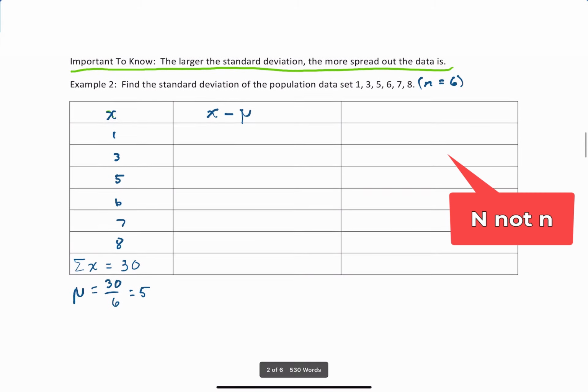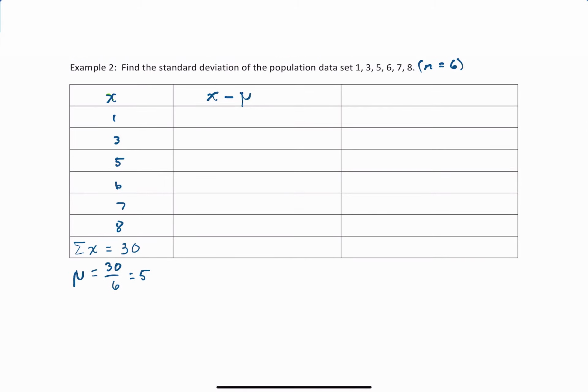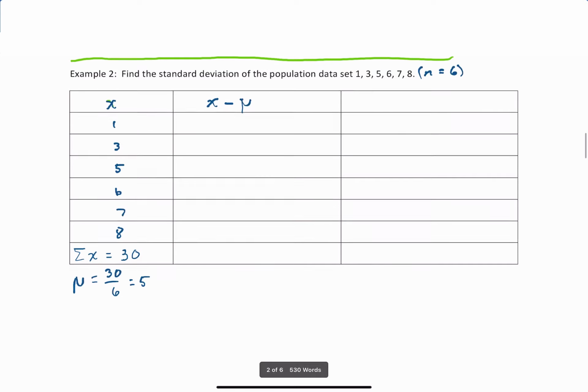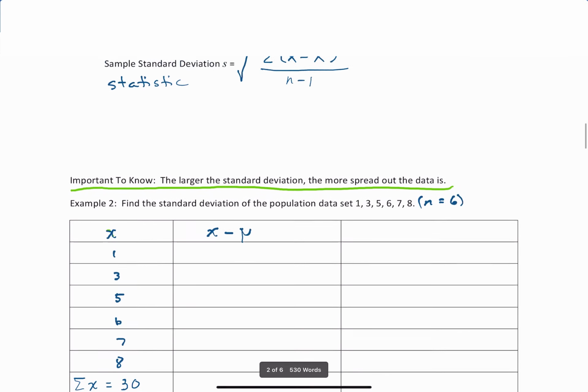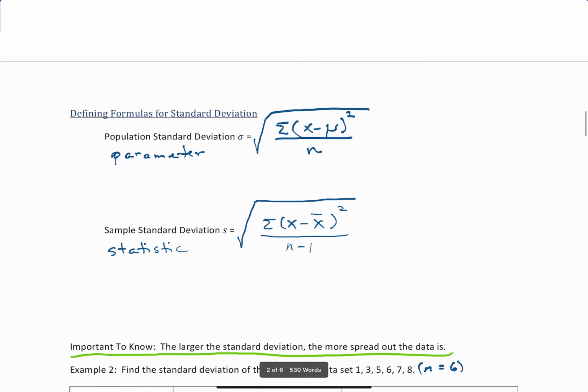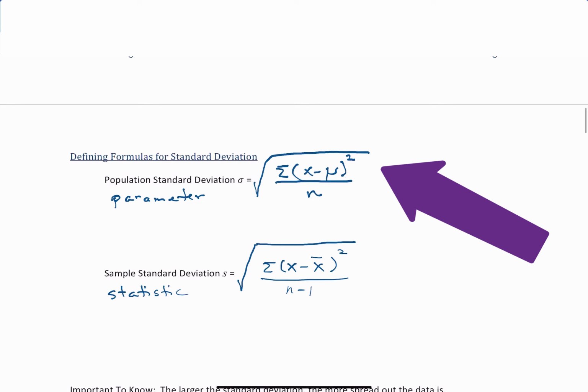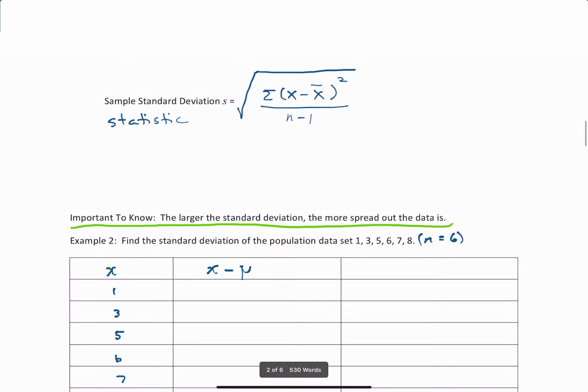Okay, I'm ready to record my x minus mu's now. The x minus mu's that I'm talking about come from the formula where we have x minus mu. We have to compute all the x minus mu's, then square them, then add them up. That's the first step in using this formula. So let's find all our x minus mu's.